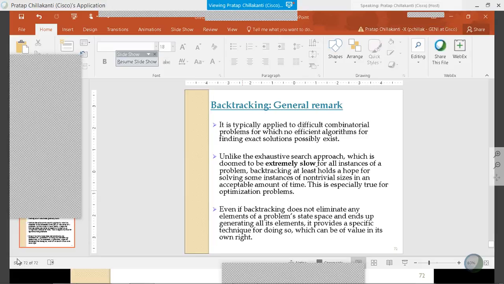Now, it turns out it's not always the case that backtracking eliminates some of the state space. Our backtracking algorithm may eventually search all the possible combinations depending on the problem, okay? But at least it gives you some hope. That is the moral of the story for backtracking. I think I reached the end of this presentation. Let me pause here.